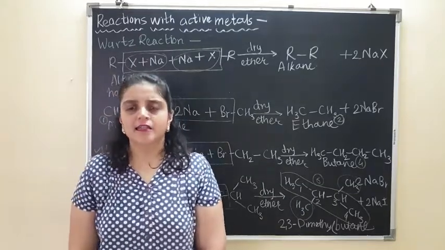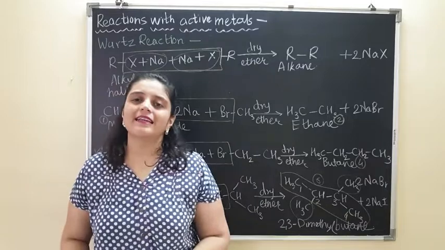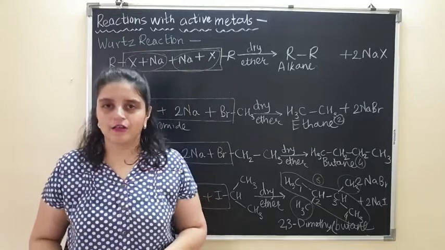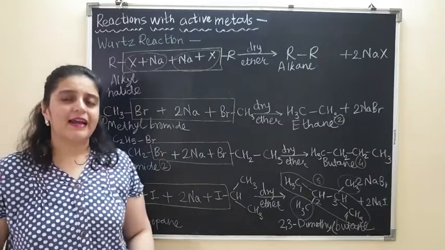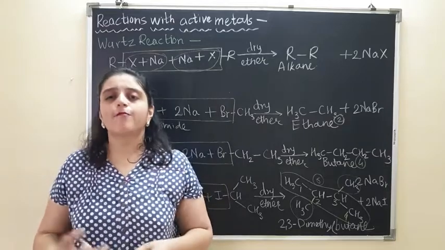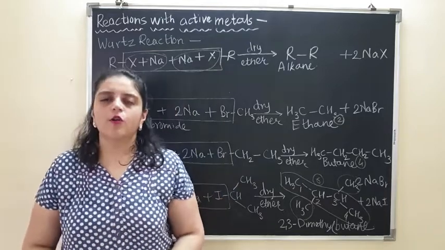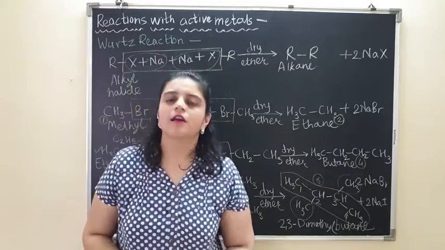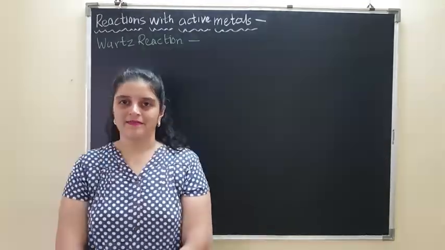But this reaction fails in case of tertiary alkyl halides, because we all know that the reactivity of tertiary alkyl halides is maximum towards the dehydrohalogenation reaction. We have learned that in previous videos. So if at all we have a tertiary alkyl halide and we try to carry out this Wurtz synthesis, it will not take place because they have more tendency towards the dehydrohalogenation reaction. So therefore this reaction fails in case of tertiary alkyl halides.